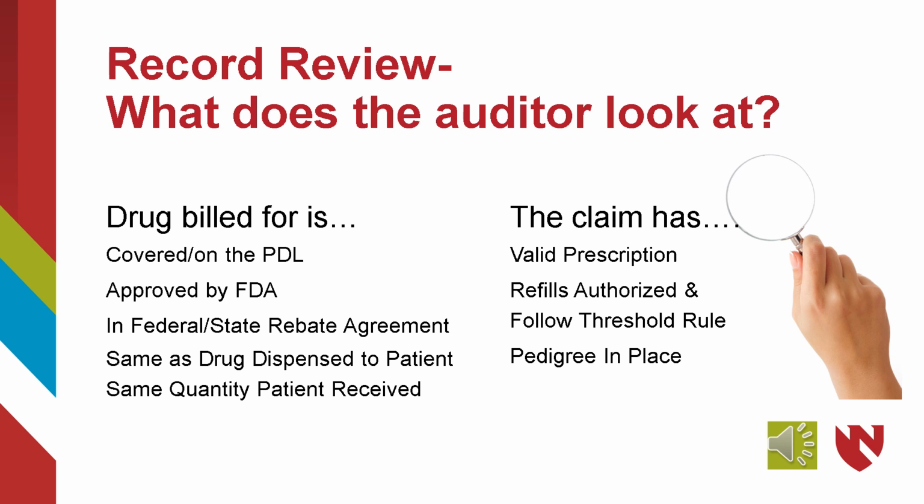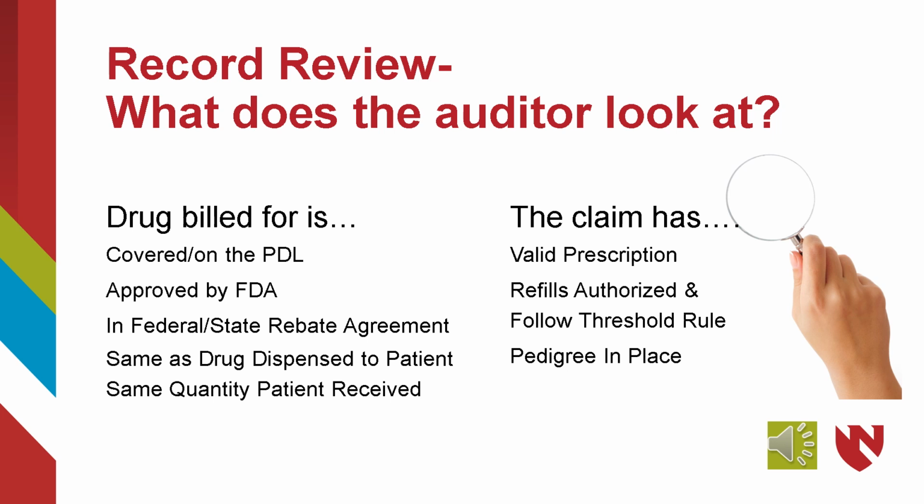For instance, the prescription needs to be signed by the provider or the prescriber, and if a prescription is for a controlled substance, there'll be other elements that make it valid. Refills have to be authorized by the prescriber and follow the threshold rule. So the threshold rule, for most payers, is a 75% threshold, and what that means is that the patient needs to have used 75% of their medication before a refill can be paid for by the third-party payer.